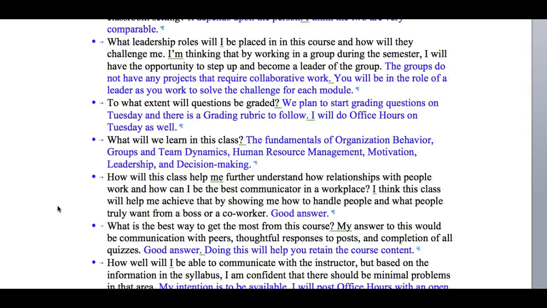What will we learn in this class? Well, the content you're going to learn, which you'll start to see on Tuesday, begins with the module on the fundamentals of organizational behavior. Coming up will be groups and team dynamics, human resource management, motivation, leadership, and decision making. They're the core behaviors you need to be a leader in an organization.